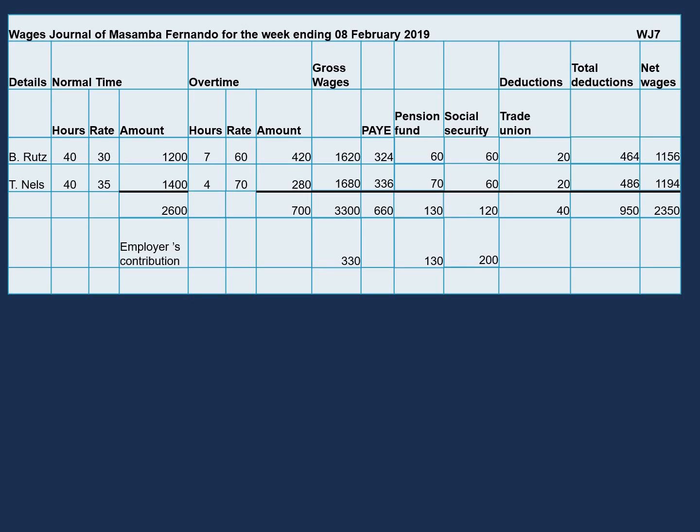And lastly, we add up all of the amounts after we have entered our employer's contribution. There we go. Hopefully now you will have a better understanding of how to complete a wages journal.